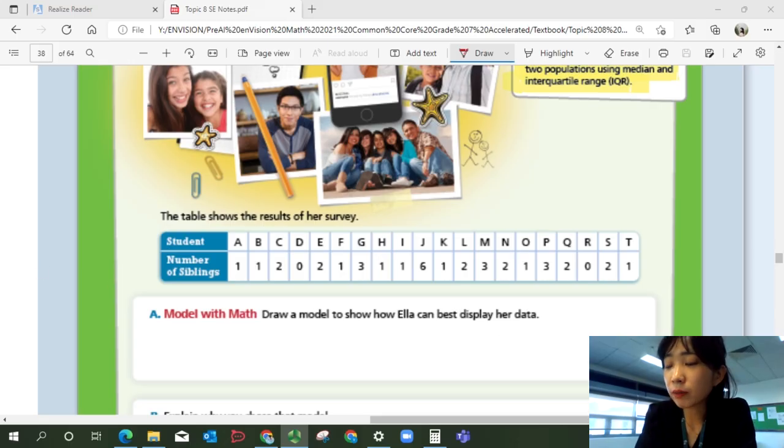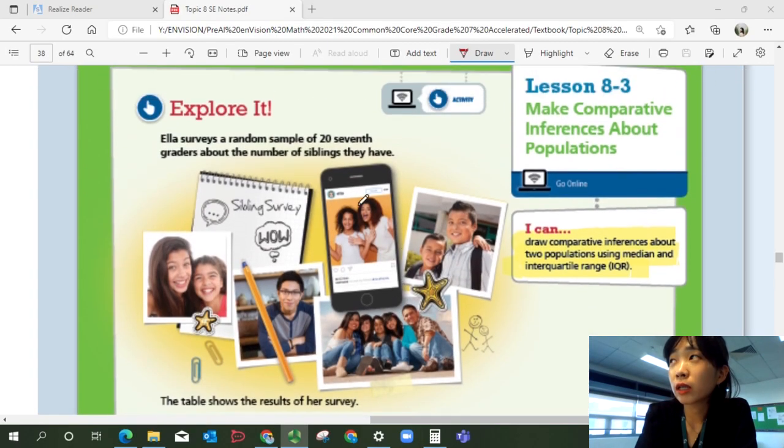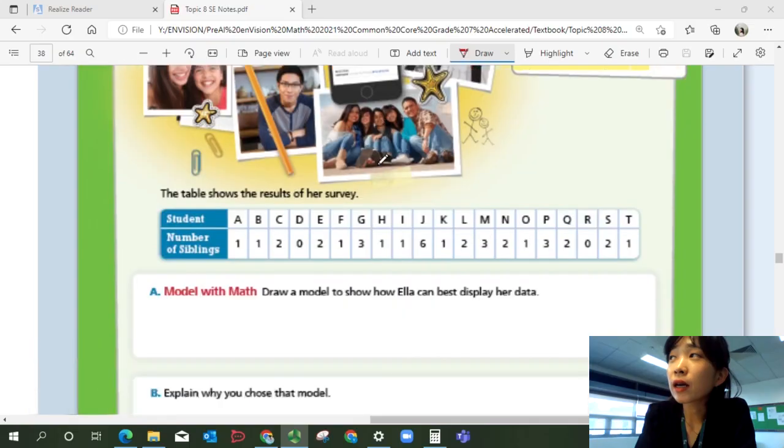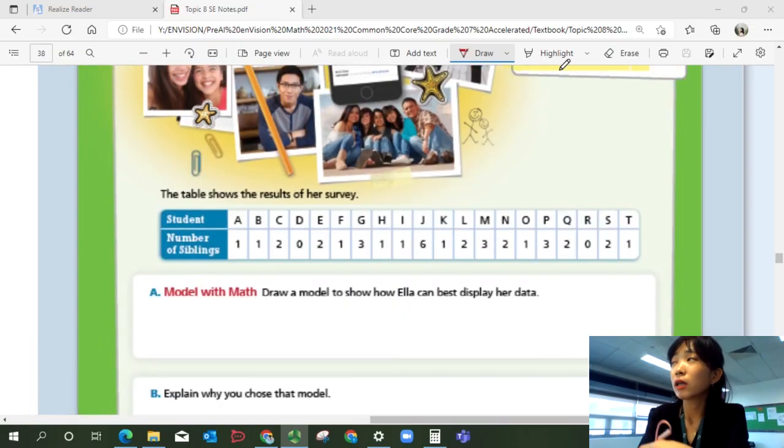You can represent data in multiple different ways, right? One is a dot plot, another one could be a box plot. So what are we trying to do? She is surveying these students about the number of siblings they have, and another way to represent data would be the box plot. So let's figure out how to draw a box plot. In order to do that, what's the first step? You list the numbers in order from least to greatest.